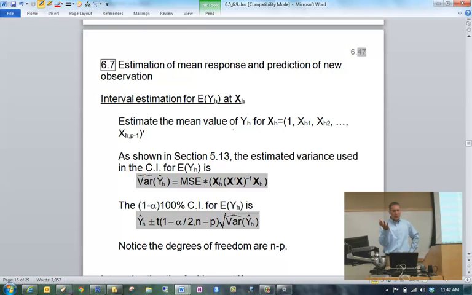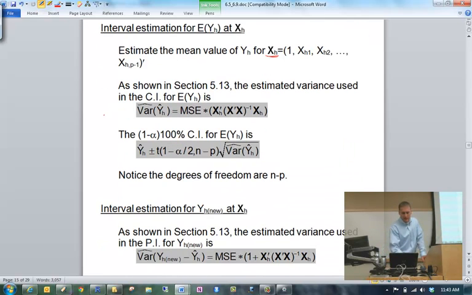So let's say that you want to come up with a confidence interval for the expected value of y. How would you do that? Well, suppose we put the corresponding x values into a vector. So we have the usual first element that's a 1, just like what we have in the X matrix. And then the second element is your variable value for x1, the third value is the variable value for x2, and so on.